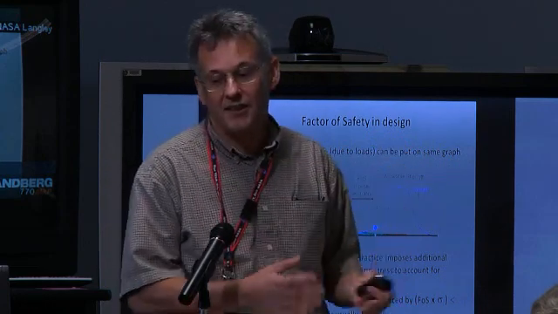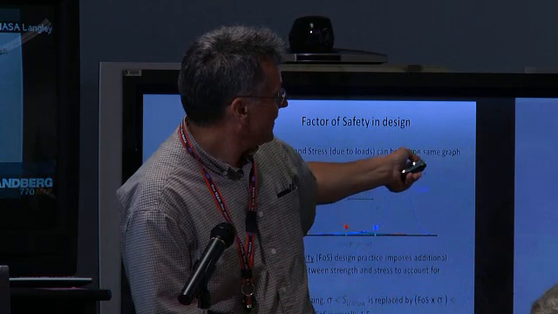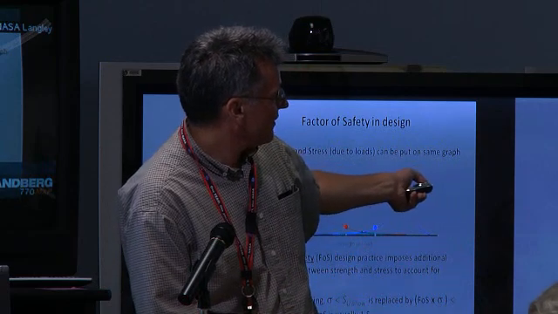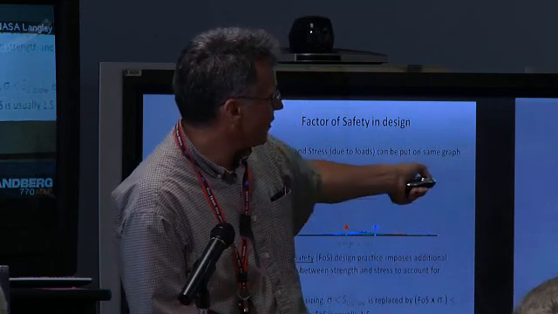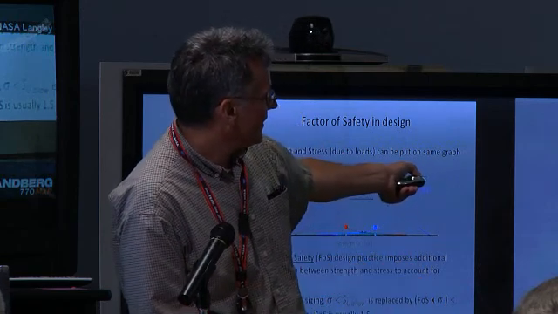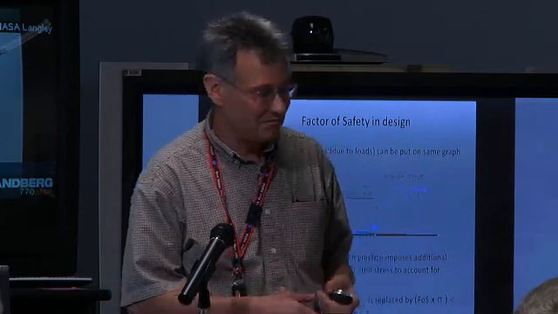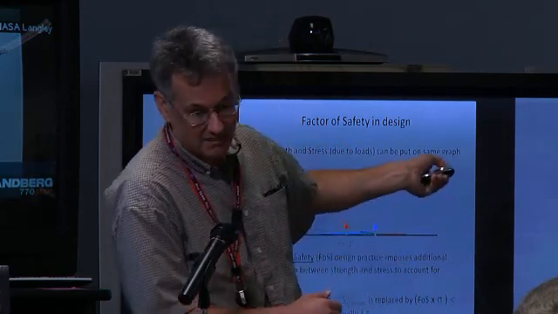And for every instance in a Monte Carlo simulation where your load is greater than your strength, you failed. And so you see this little overlap area down there is where you have to worry about, where strength could be worse than load. And you want to minimize that area.